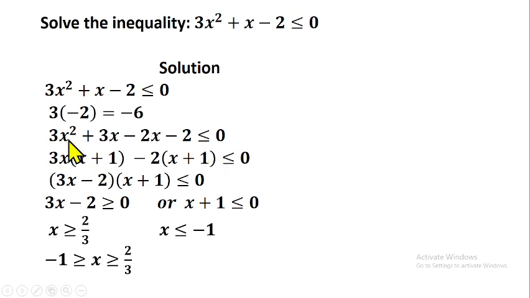Then you can factorize: 3x is common, 3x into x plus 1. Minus 2 is common here: minus 2 into x plus 1, less than or equal to 0. Then we have 3x minus 2 into x plus 1 less than or equal to 0.